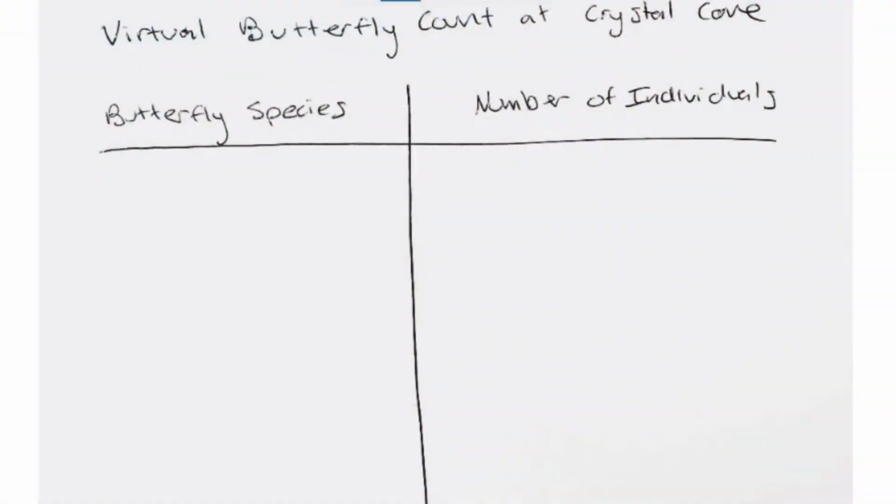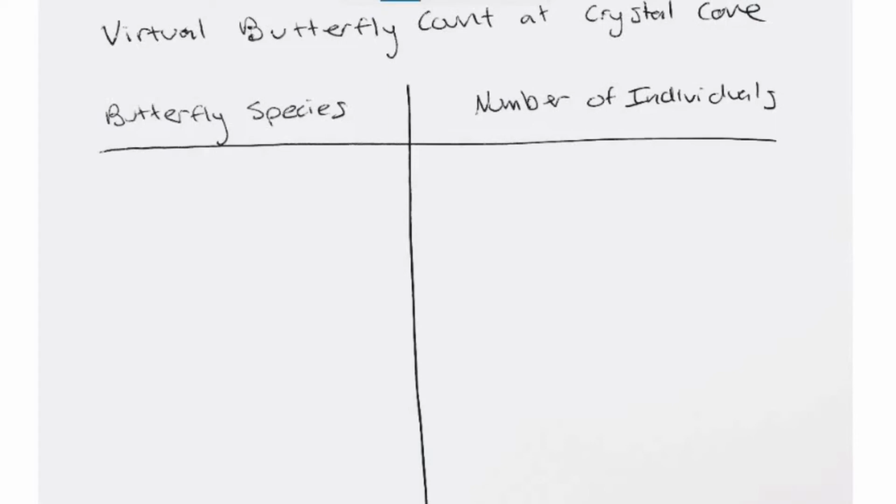All right, everyone. So before you join me on our virtual video butterfly count, the first thing that you're going to want to do is set up a simple data sheet in your own notebook or on a piece of paper. So go ahead and label the top of your page with virtual butterfly count at Crystal Cove. And then to record data, you'll just need to make a simple table like the one below.